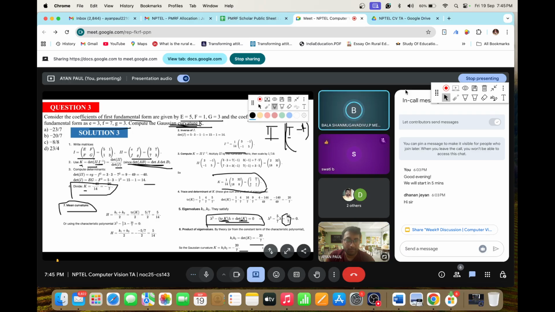Sir, I have one more question. Yeah, please. Sir, if the E, F, G value comes out negative, it should not be negative, I think. Small e, small f, and G will always be positive values. Always positive. Why so?